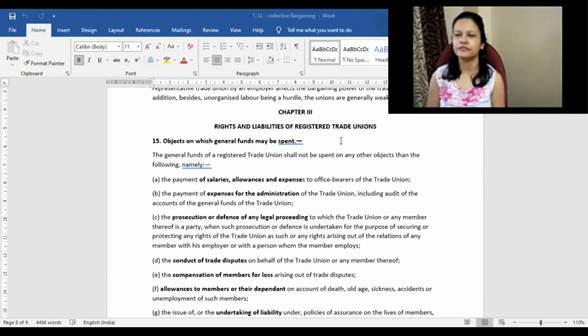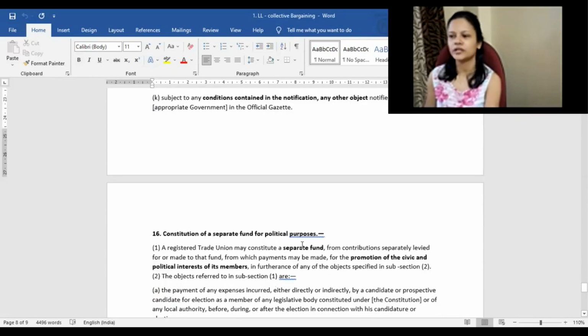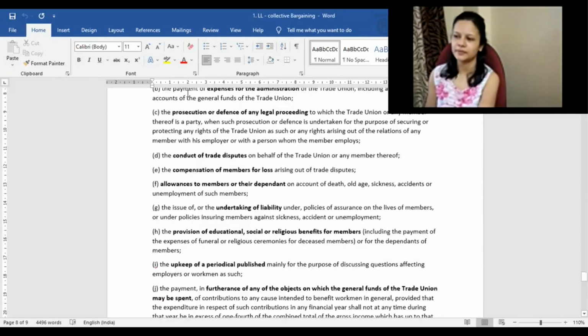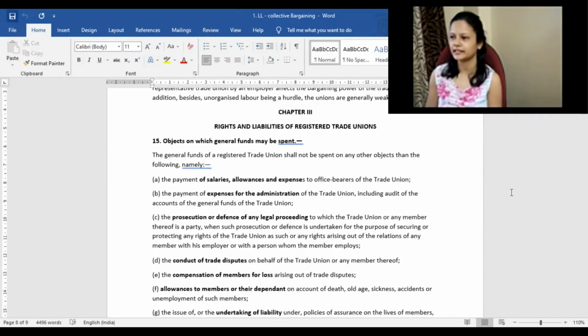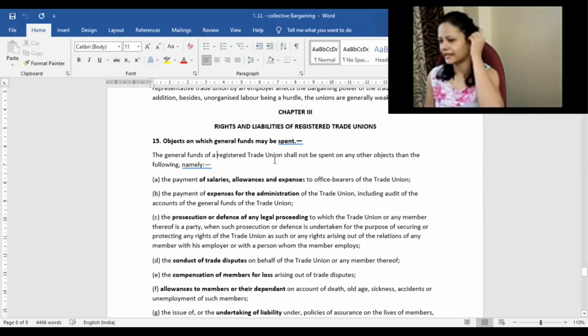So first of all, there are two funds that are being mentioned. One is the general fund and the other is specifically for political purposes. For political purposes, there can be a separate fund that is maintained by trade unions. For the general fund, how this fund can be utilized is given under Section 15 of the Trade Unions Act, and it mentions the objectives, the main purposes on which general funds may be utilized. Money from that fund can be used by the registered trade union.